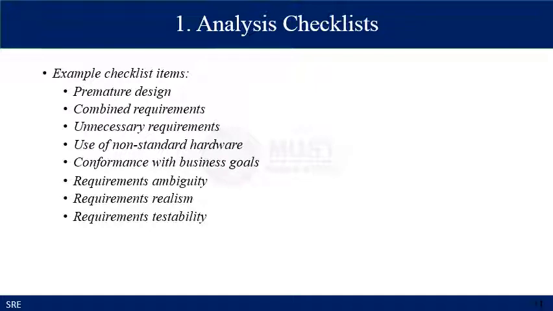Here are some example checklists. For example, you can check for premature designs, combined requirements, unnecessary requirements, use of non-standard hardware, conformance with the business goals, requirement ambiguity, requirement realism, and requirement testability. We will discuss briefly each of these examples.